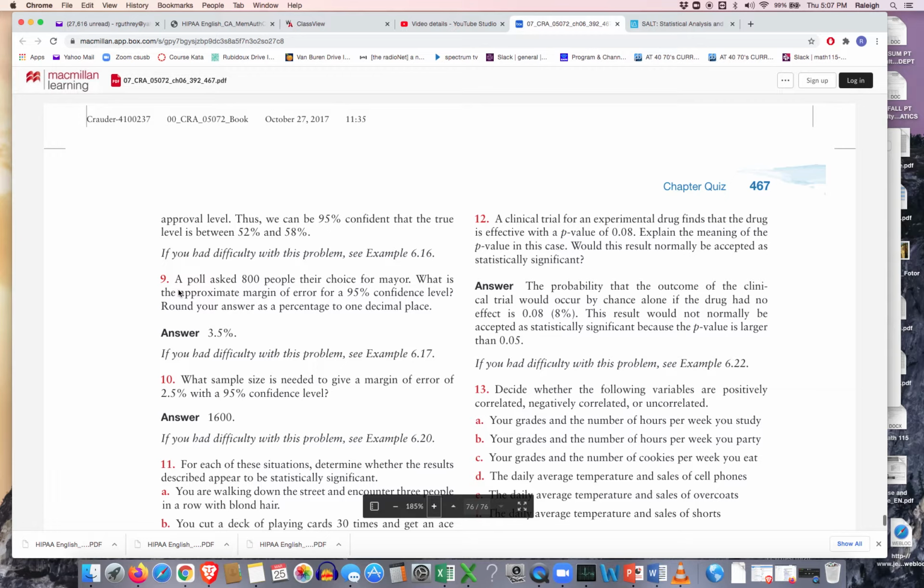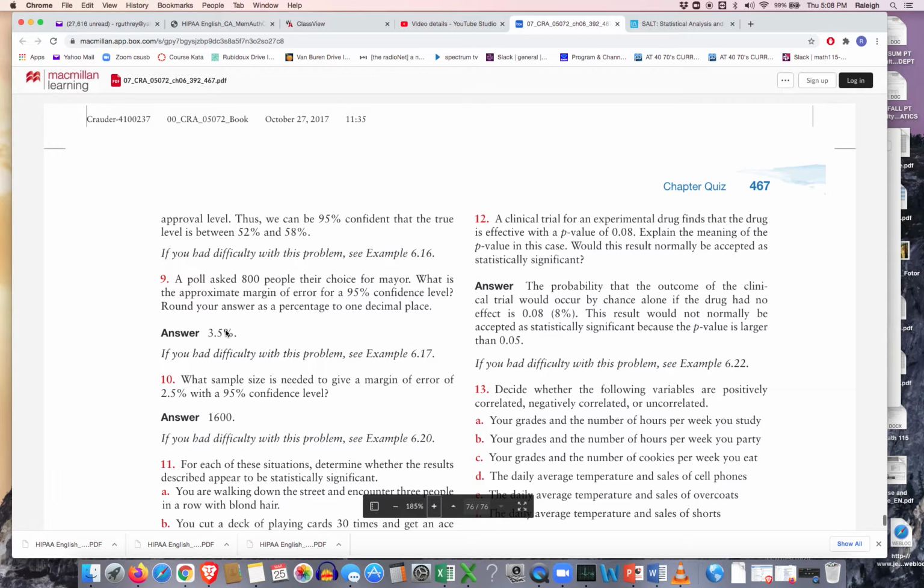So now we get to sort of the simpler ones with the small formulas found at the end of the chapter. The poll asks 800 people their choice for mayor. And the only one we ever use is 95% confidence interval. What's the approximate margin of error? Find that M formula, or ME formula, depending how you wrote it up. And that's going to be 100 over the square root of n. N is 800. So it's 100 divided by the square root of 800, and that works out to be 100 over about 28, which leads you to a 3.5% margin of error.